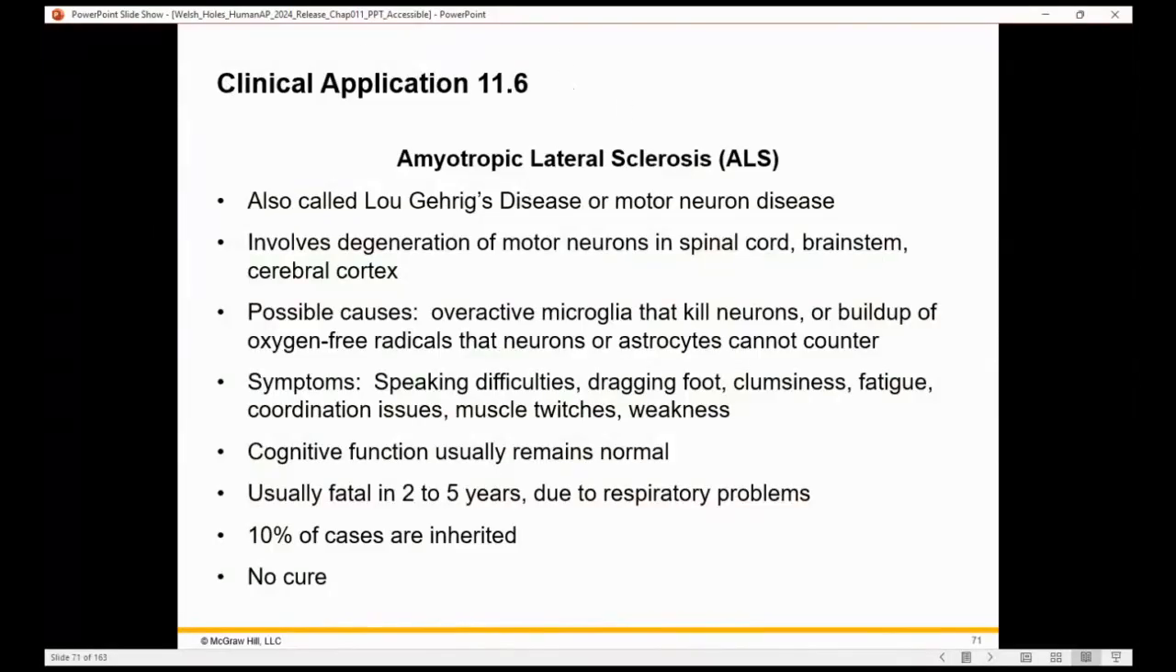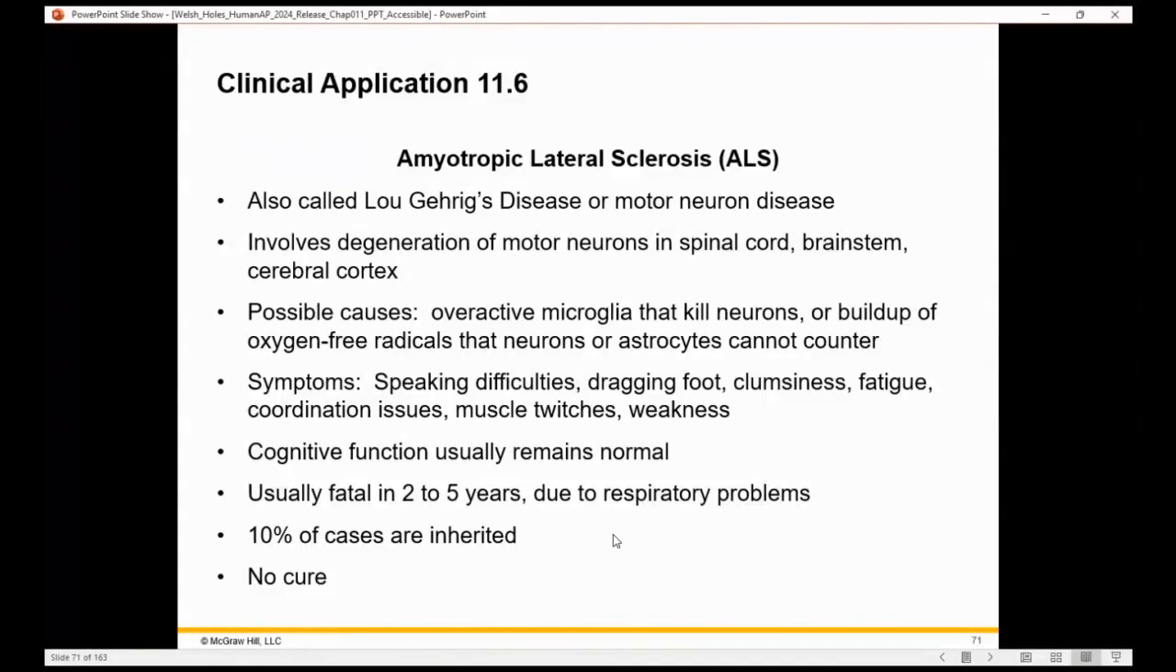Okay, clinical application. Amyotrophic lateral sclerosis. This is also called Lou Gehrig's disease or motor neuron disease. This involves degeneration of the motor neurons in the spinal cord, the brainstem, and cerebral cortex. Possible causes are overactive microglia that kill neurons, and buildup of oxygen-free radicals that neurons or astrocytes cannot counter also.